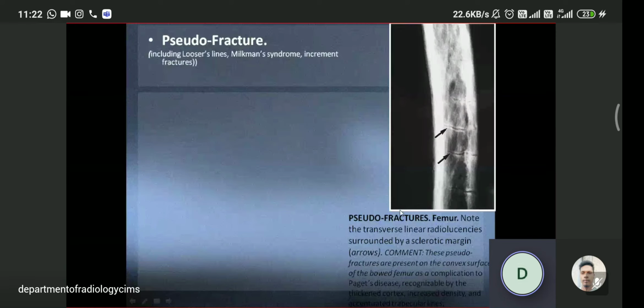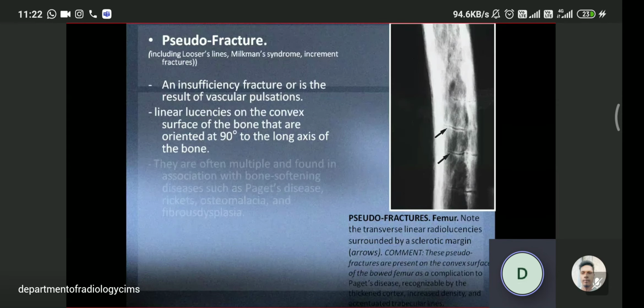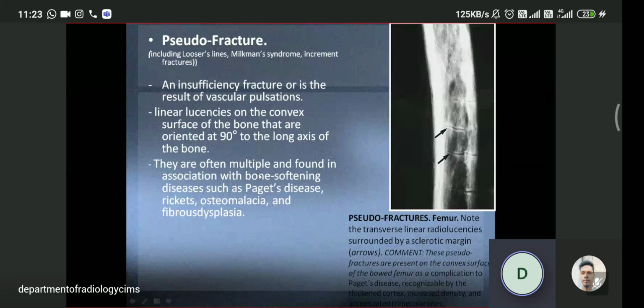Now coming to another fracture, pseudo fractures. They are not actually fractures. They are the osteoporotic fibrous lines seen in the case of osteomalacia. Various conditions in which pseudo fractures are seen: Paget disease, osteomalacia, rickets, fibrous dysplasia.